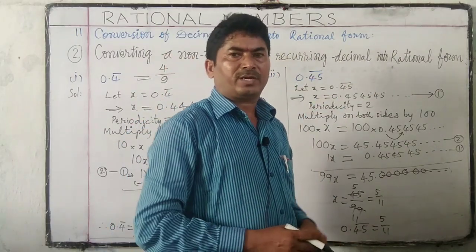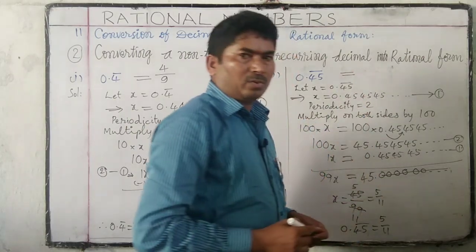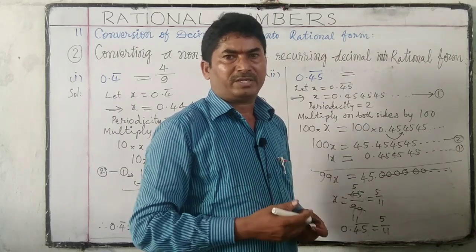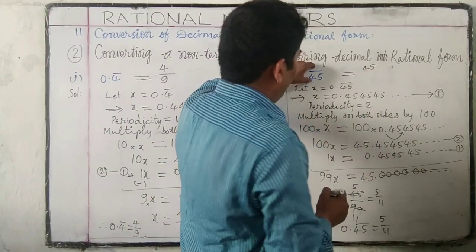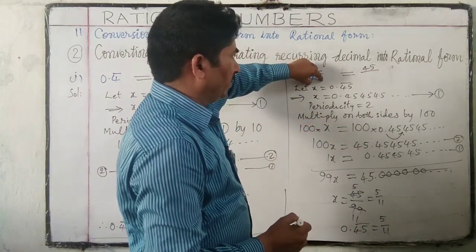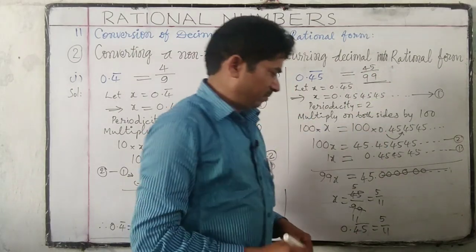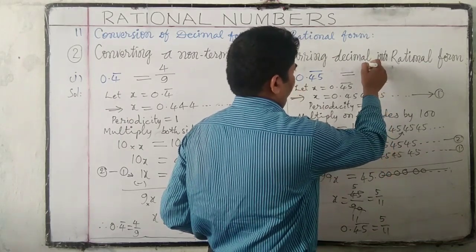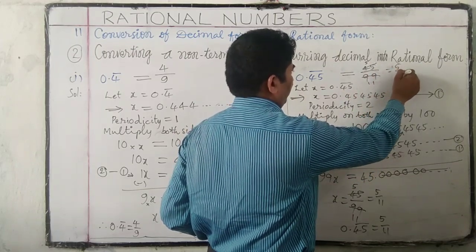Without doing this much process also, we can write the answer directly. You may apply this shortcut in competitive exams. 45, the recurring part, we write in the numerator, and as many nines as there are digits in the recurring part we write as the denominator. This is not the final answer, we have to keep it in simplest form. 9 5s, 9 11s, 5 by 11.